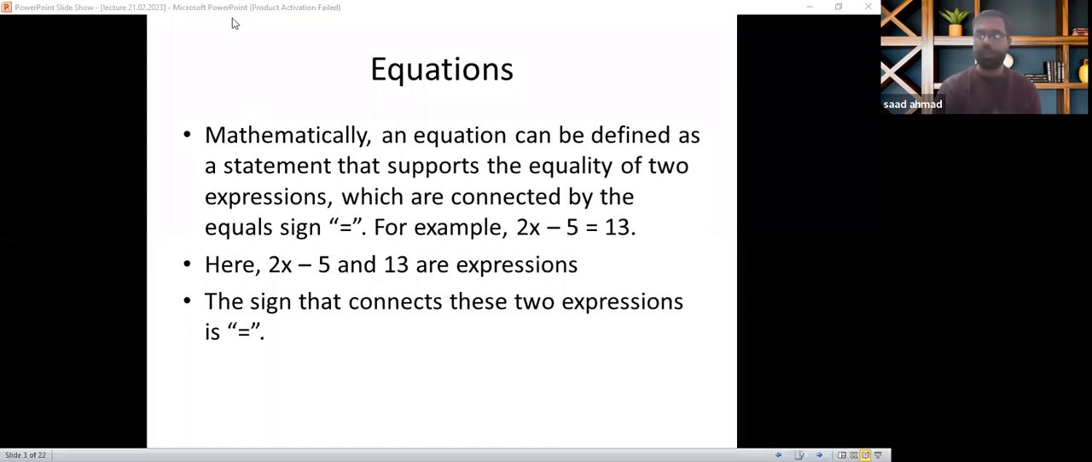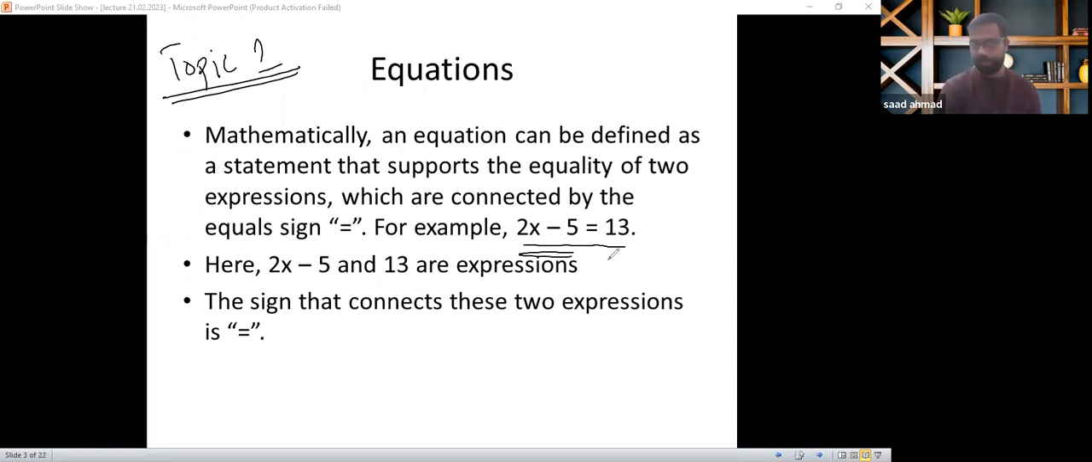All right, so let's start with the definition of equation. This is our first topic for the day. Mathematically, an equation can be defined as a statement that supports the equality of two expressions which are connected by the equal sign. For example, 2x minus 5 equals 13. So we have one expression on the left side and one expression on the right side, and when both of these expressions are equal, we call it an equation.